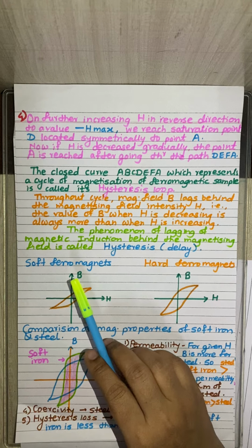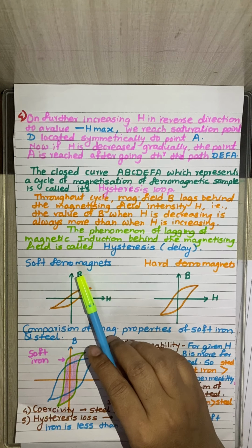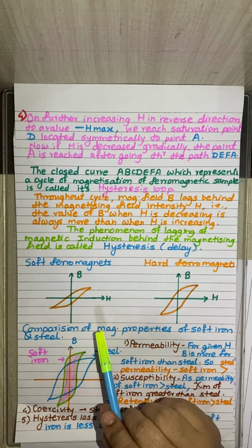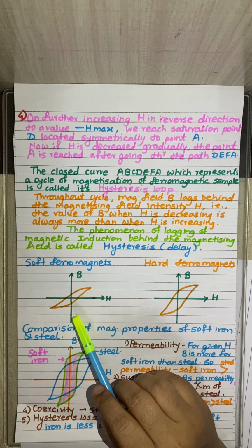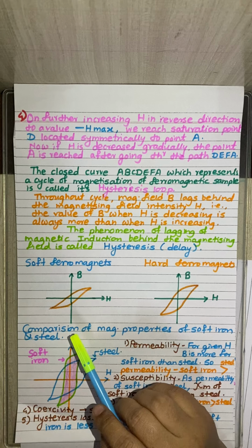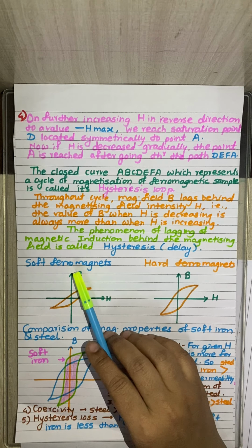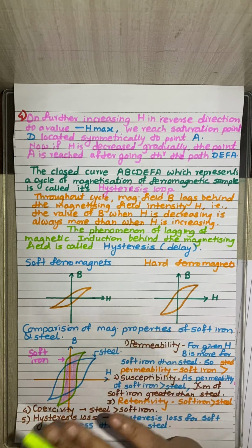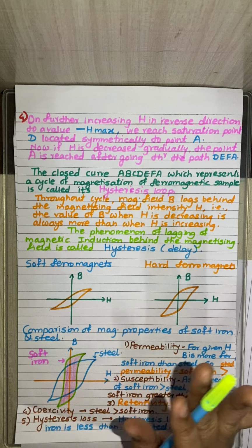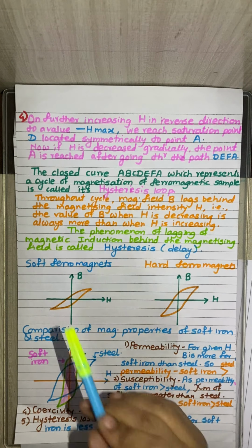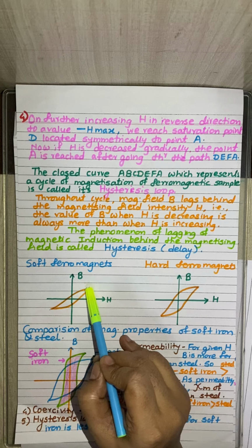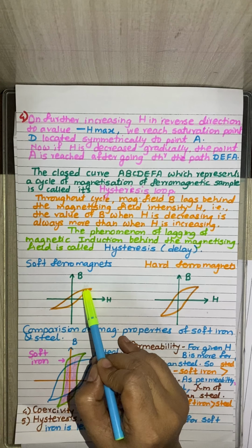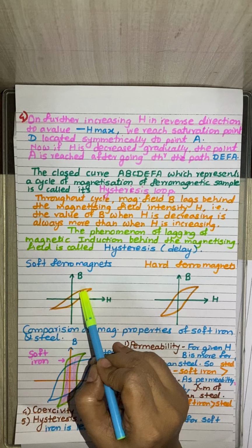So let us go first of all for soft ferromagnets, or soft ferromagnetic material. These are the ferromagnetic materials in which the magnetization disappears on the removal of the external magnetizing field. That means these are the materials which are called soft ferromagnetic materials. Now such materials have a narrow hysteresis loop. You can see that this is a very narrow hysteresis loop. The area under the loop is very less, isn't it?